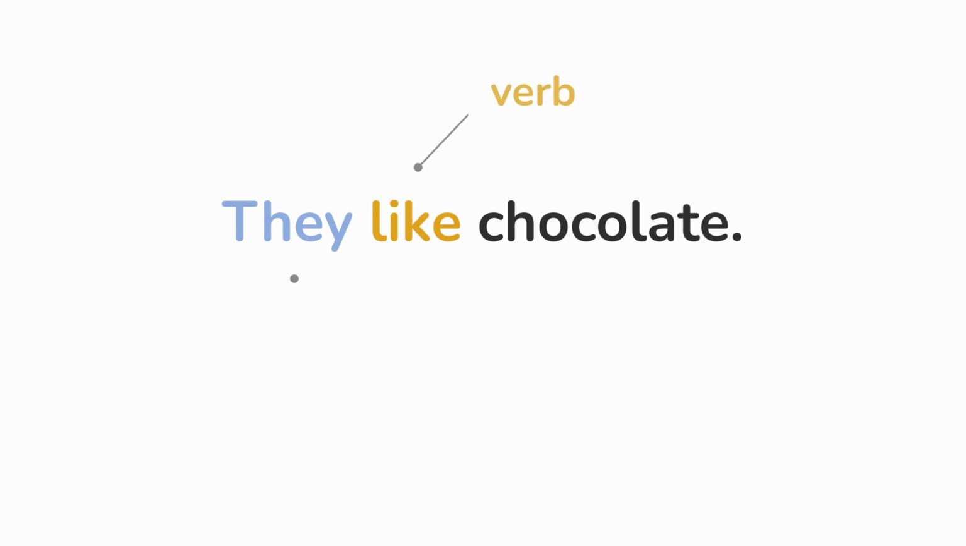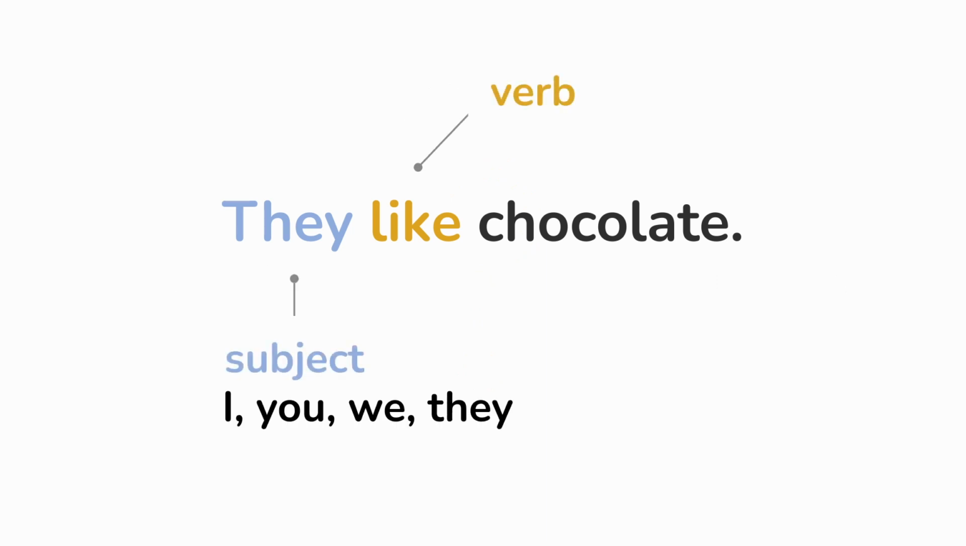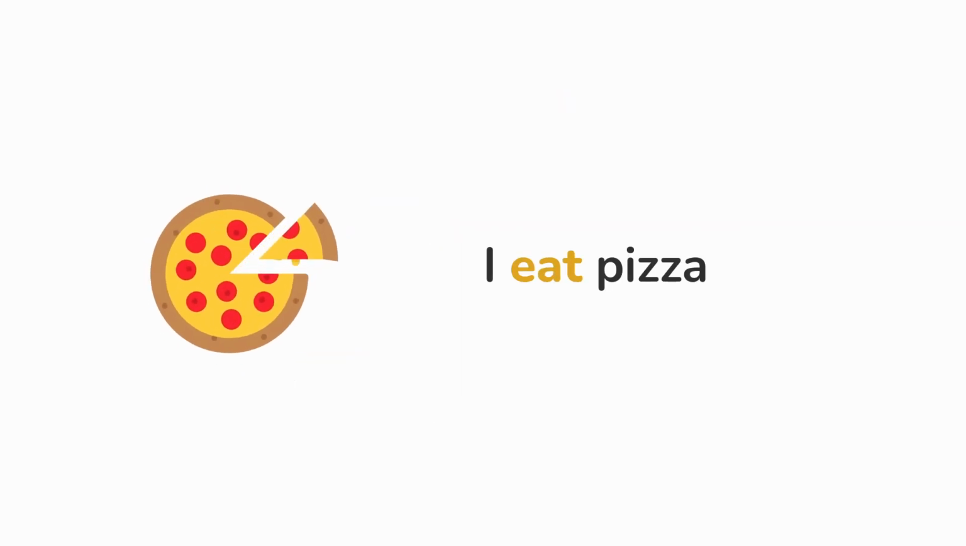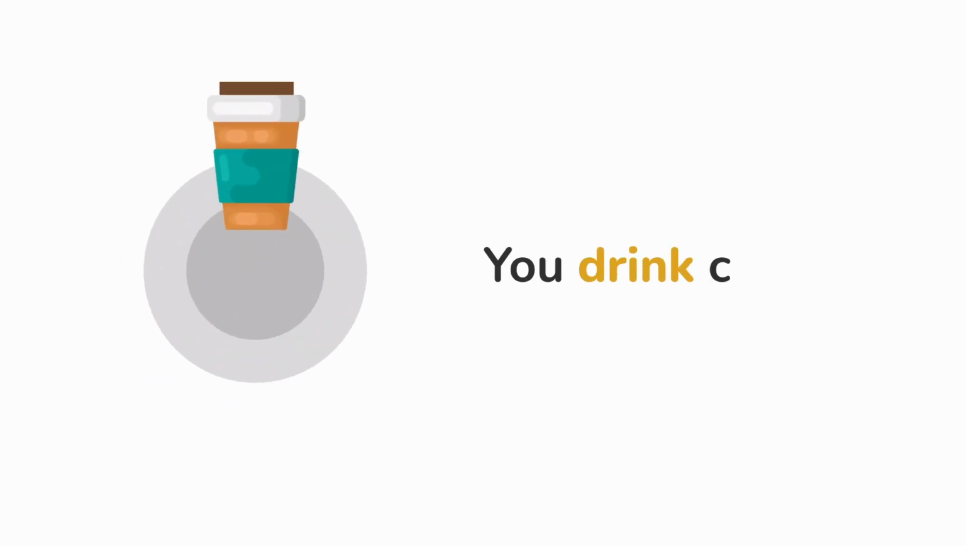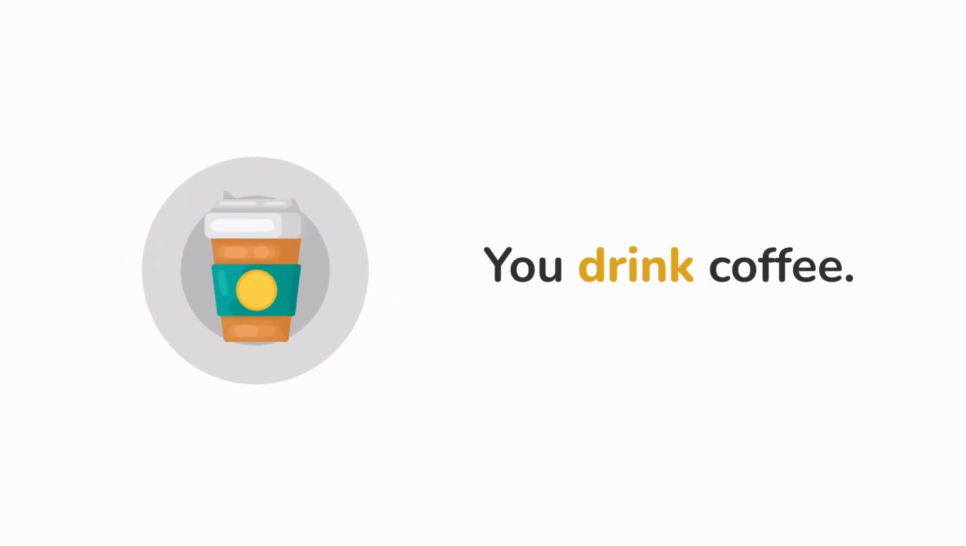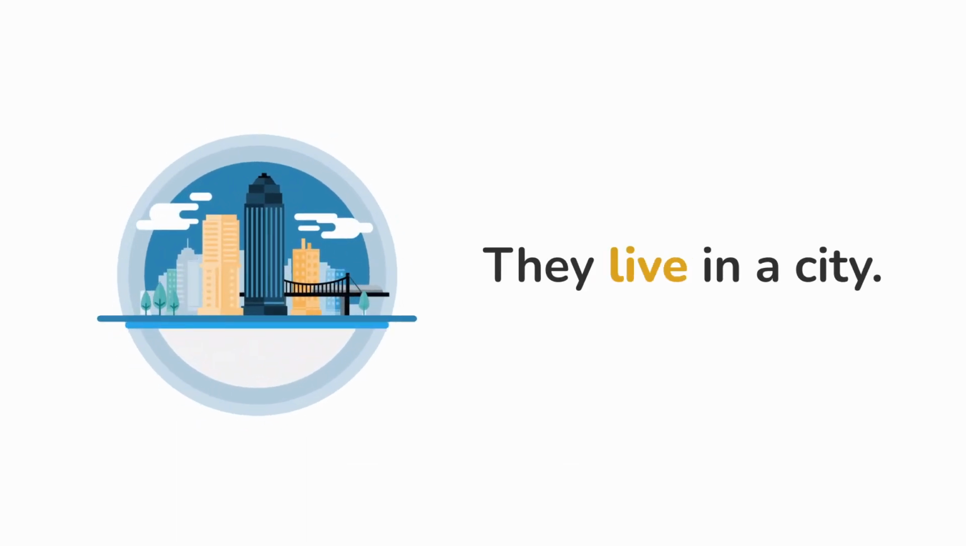We use the base verb when the subject pronoun is I, you, we, or they. For example, I eat pizza. You drink coffee. They live in a city.